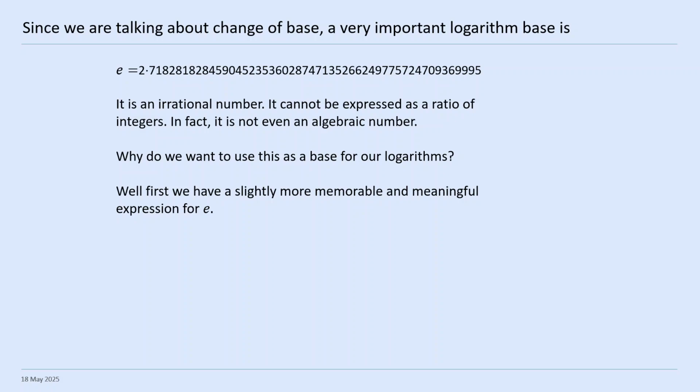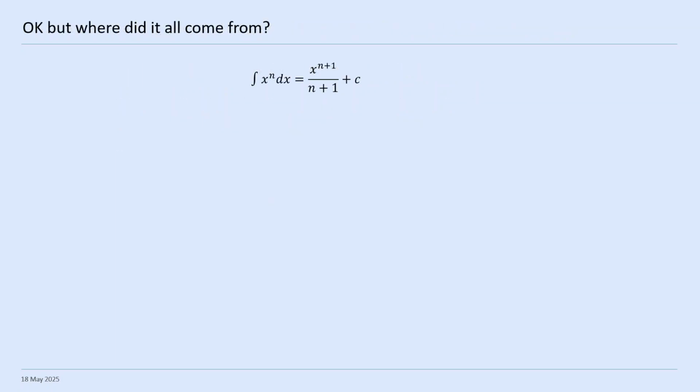Firstly, here's a slightly more memorable and meaningful expression for e. So e is 1 plus 1 over 1 factorial plus 1 over 2 factorial, which is 2, plus 1 over 3 factorial, which is 6, plus 1 over 4 factorial, which is 24, plus 1 over 5 factorial, which is 120. So where did all of this come from?